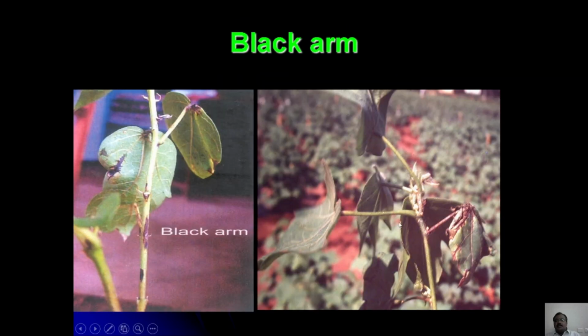symptom. And this is the black arm symptom. These are the lesions formed on the stem, and this is the typical vein necrosis. This is the lesion on the stem, and this infection spreads to the petiole and leads to development of the black arm symptom.